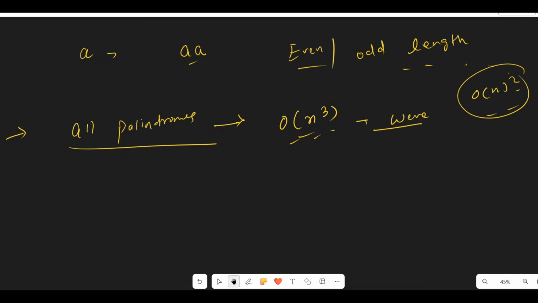So see, there can be two types of palindromes. I already discussed even length and odd length. Suppose there is an odd length palindrome. For example, D A B A E. If you see here, the maximum length palindrome is ABA, which is an odd length palindrome.